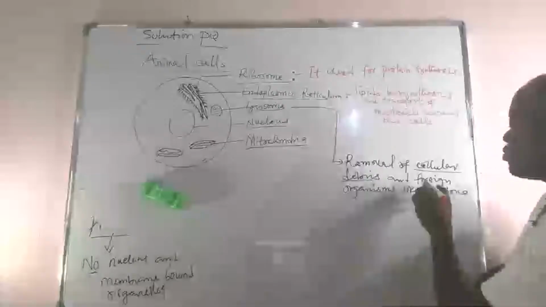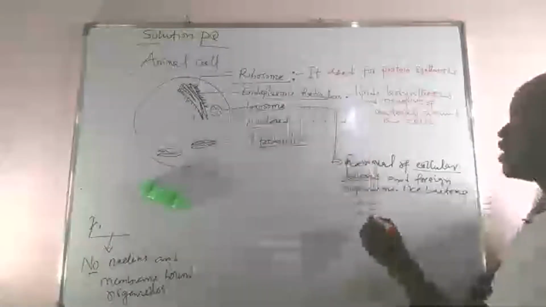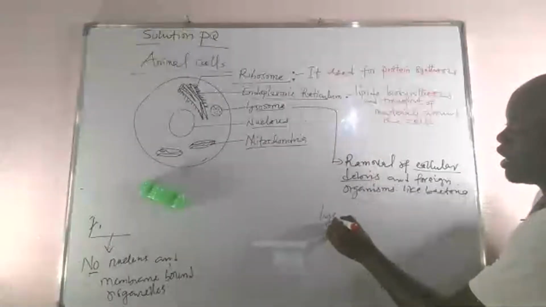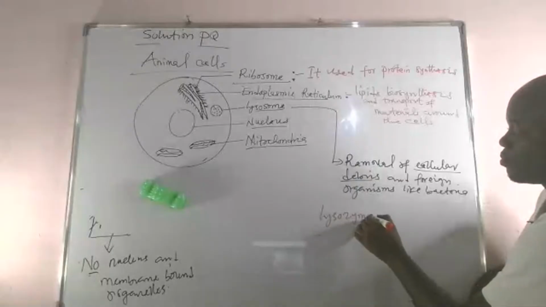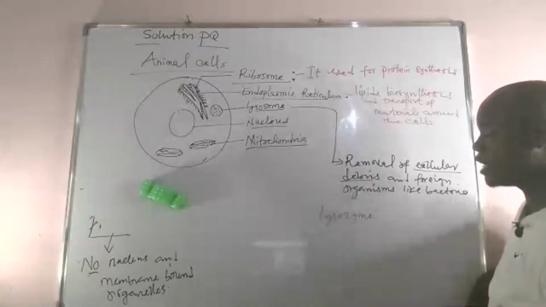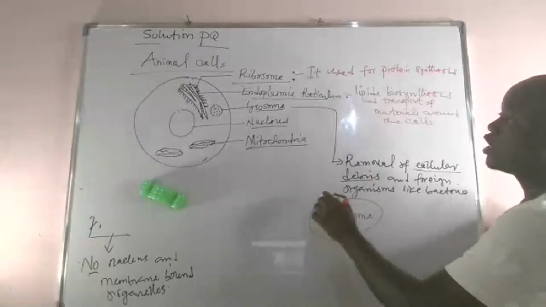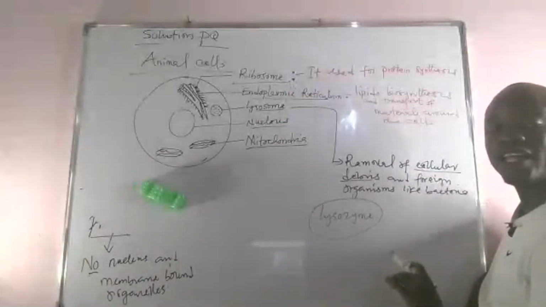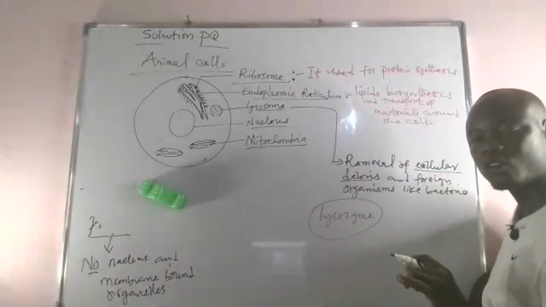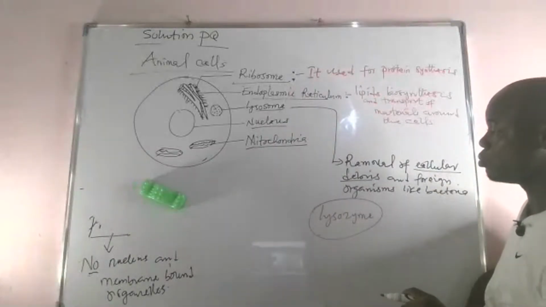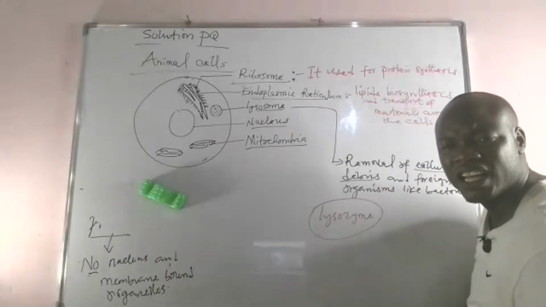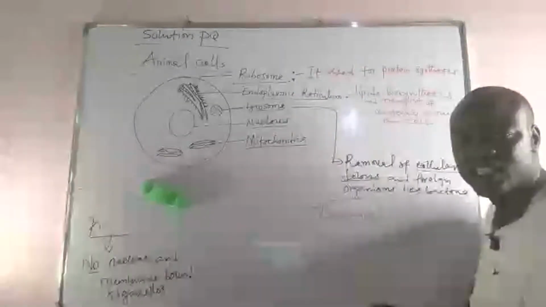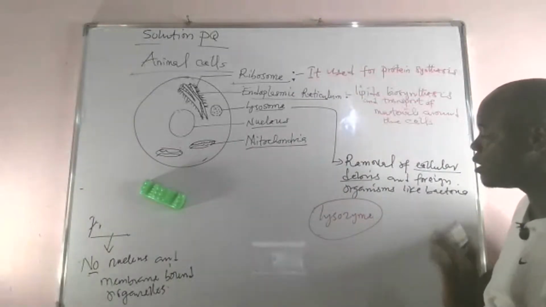So these lysosomes are highly rich in an enzyme called lysozyme. What is lysozyme? It's an enzyme that is found in the lysosome. And the major importance of these lysosomes is to remove harmful substances, destroy them, and eliminate them.